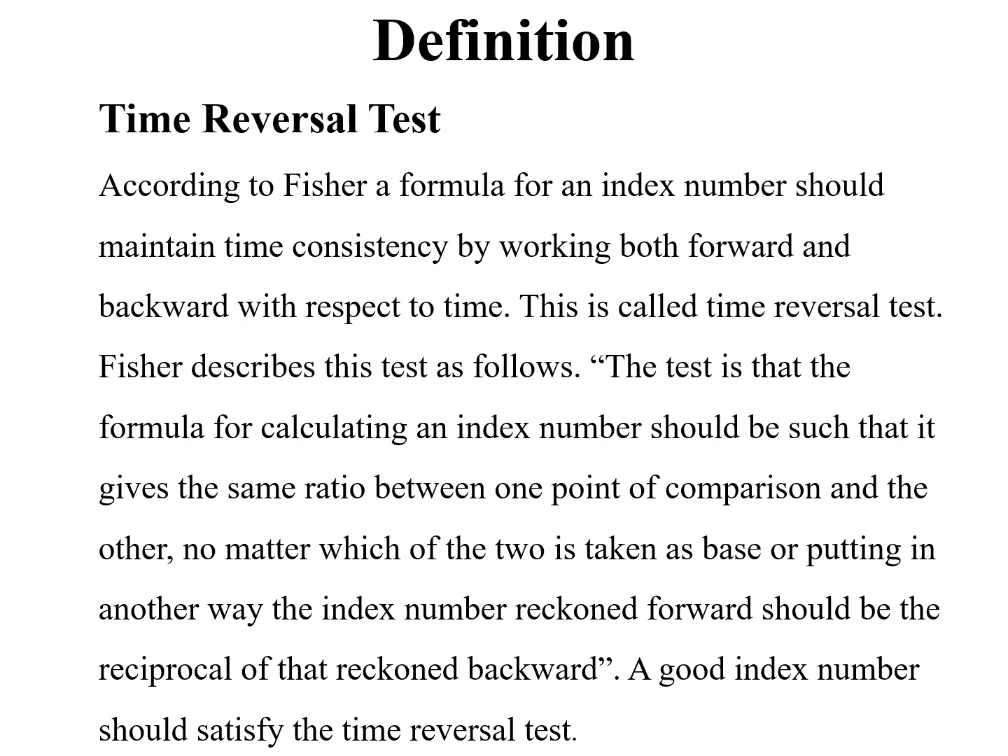According to Fisher, a formula for index number should maintain time consistency by working both forward and backward with respect to time. This is called the time reversal test. Fisher described it as follows: the formula for calculating an index number should be such that it gives the same ratio between one point of comparison and the other, no matter which of the two is taken as the base, or, putting it another way, the index number reckoned forward should be the reciprocal of that reckoned backward.